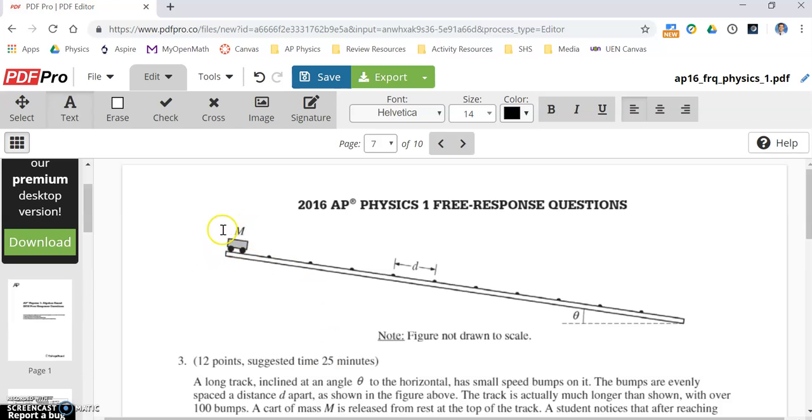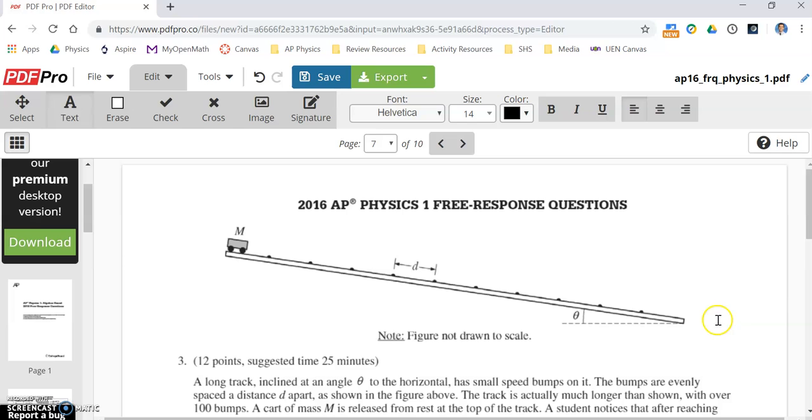So it looks like we've got a cart. I'm assuming M is going to be the mass. It's on this inclined plane here. We've got theta as our angle, and then we've got D. Looks like that's the distance between these bumps. So this cart's going to be going down this track and hitting speed bumps along the way.